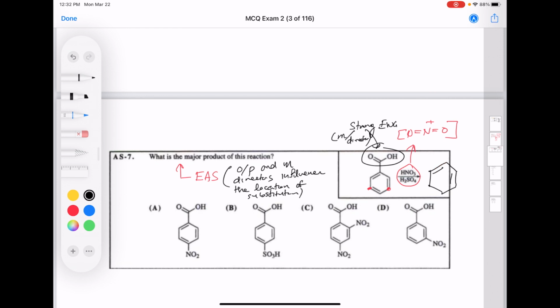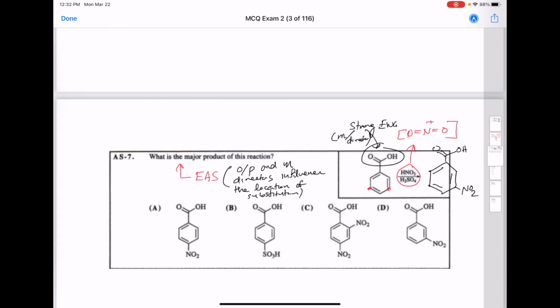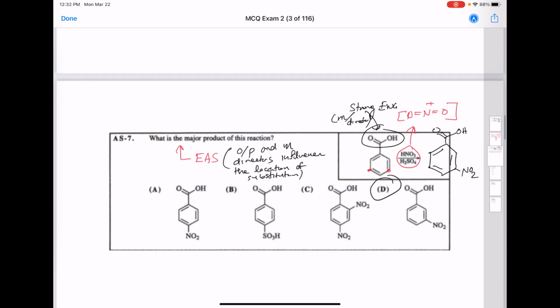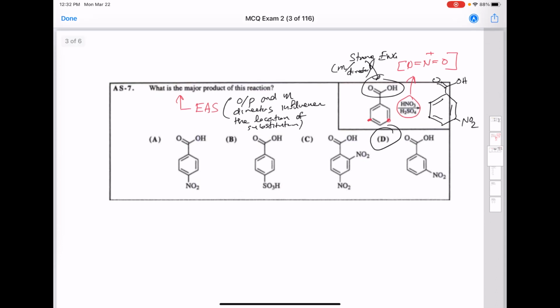We have an equal chance, and they are both equal by symmetry, the final product that you get. You won't be getting a product where it has both sides occupied, at least a major product. So that means that we have this as our final answer, and it turns out that that is choice D. And with that, we have solved this question.